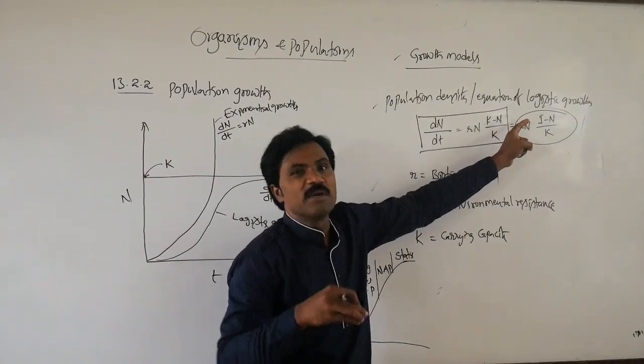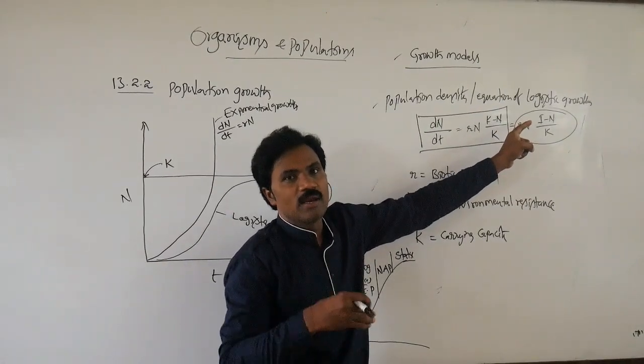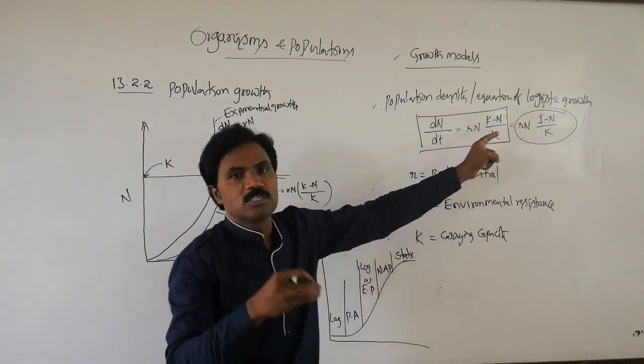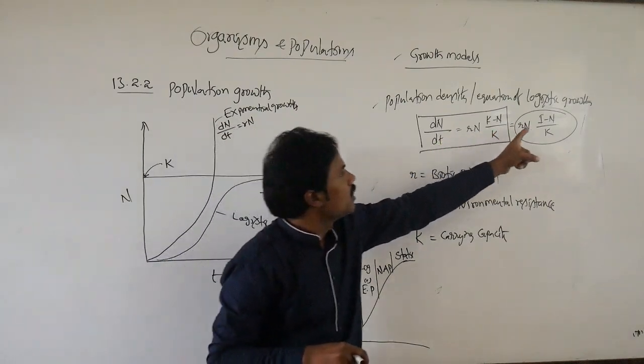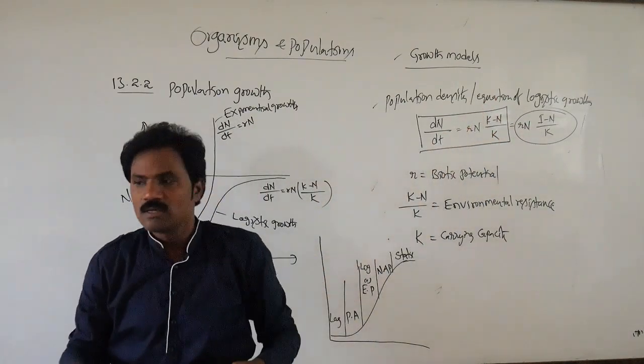So in this logistic growth, what is the meaning of I? I represents immigration, related to migrants, the entering of individuals into that population. Here I represents immigration.